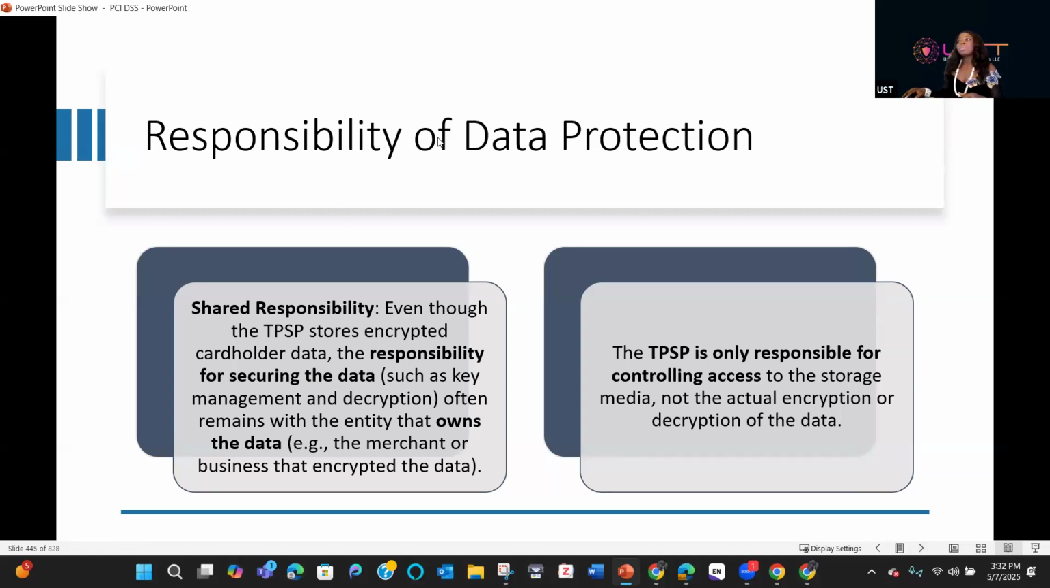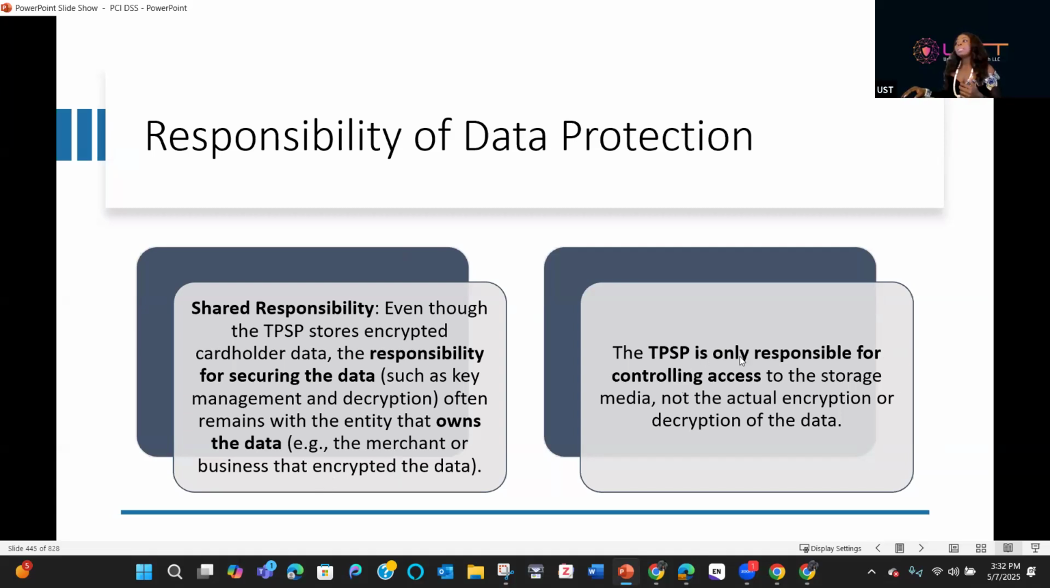But let's look at data protection responsibility and the shared responsibility that we're going to talk about. Even though the third-party service providers store encrypted cardholder data, the responsibility for securing the data, such as key management and decryption, often remains with the entity that owns the data. For example, say USD, that is a merchant, or even a business that encrypted the data, right?